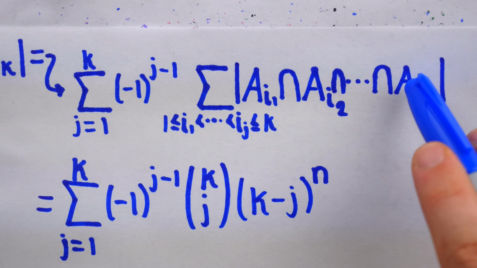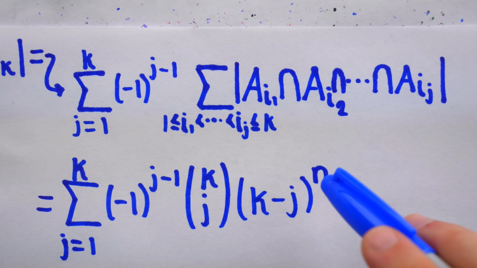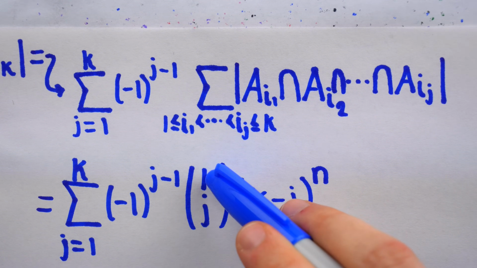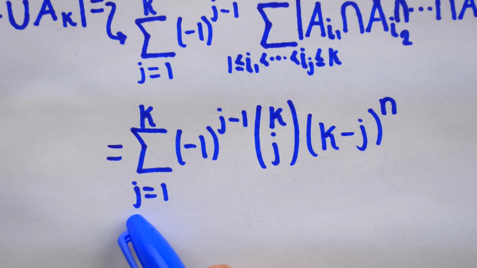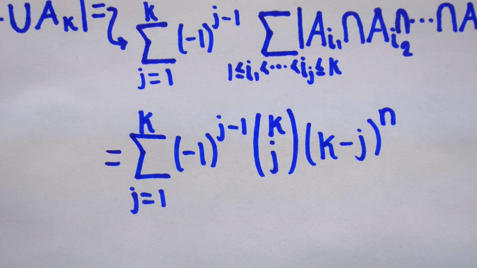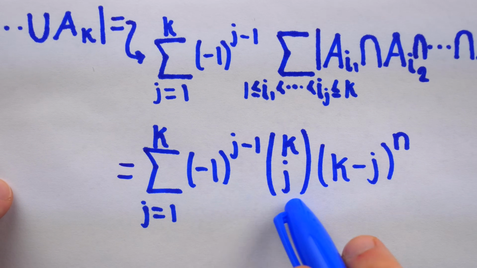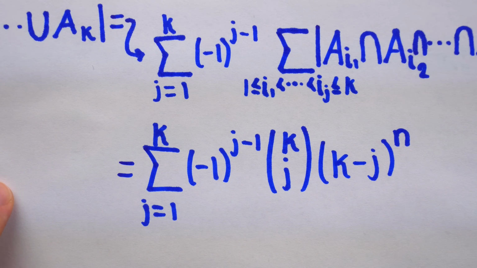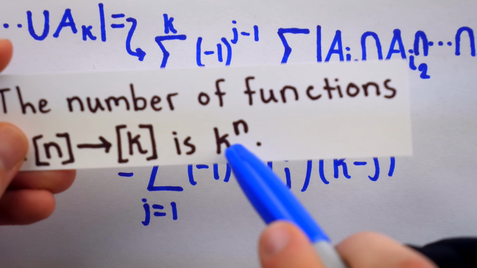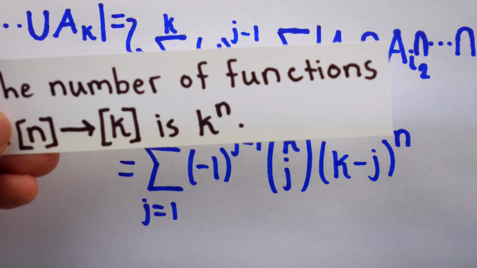Every j-fold intersection has a cardinality that's known. It's k minus j to the n. How many of them are there total? K choose j of them. Where still j ranges from 1 through k, and we have this -1 doing the including and the excluding. This then is the number of non-surjections, and what we have to do is subtract it from k to the n to find the number of surjective functions.